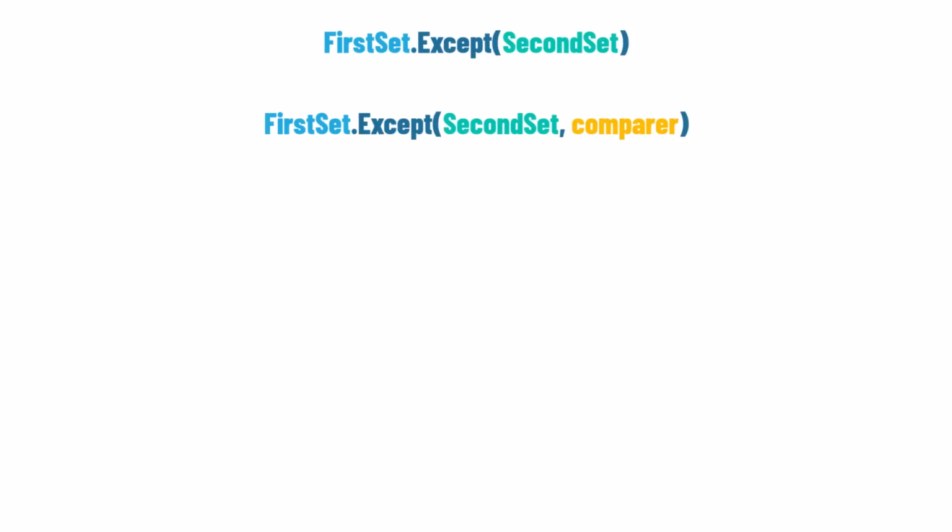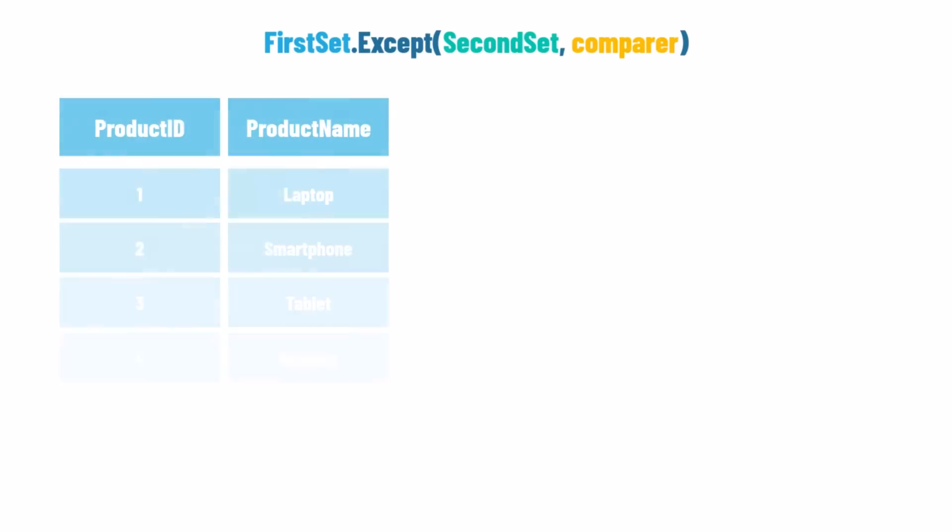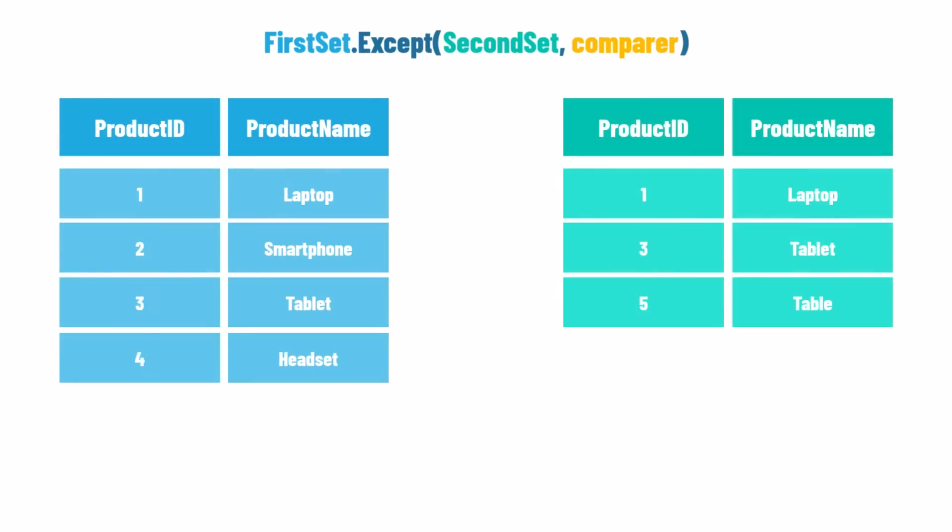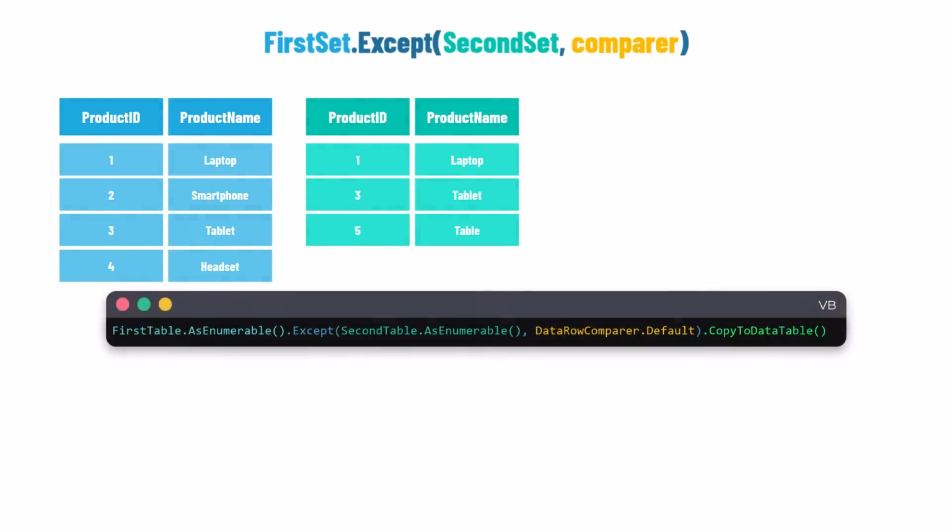Let's explore an example of using this overload with data tables. Suppose we have these two tables, which have the same columns, but the content is different. Our goal is to find the rows, which are available in the first table, but not available in the second table. As you know, DataTable is a complex data type, therefore we cannot compare tables without using a comparer. So, we will use the data row comparer as following.